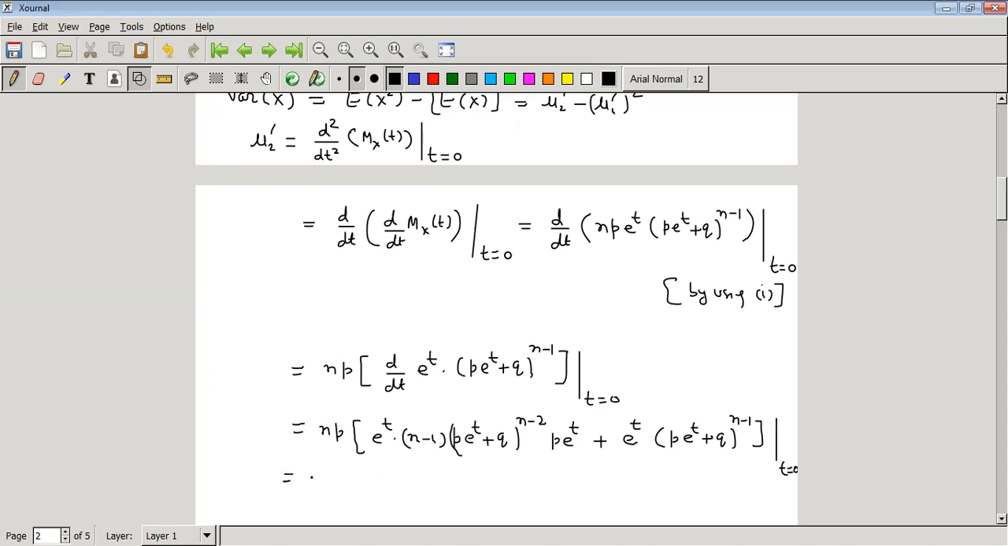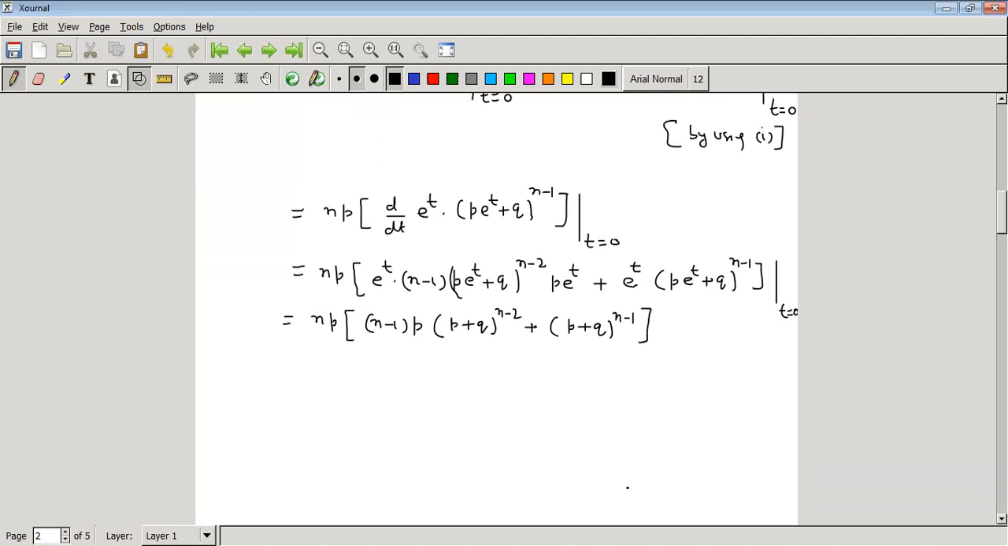So np, so if we put t equal to 0, then e to the power 0 becomes 1. So I directly write n minus 1 into p. This is p into e to the power 0, which is 1. So we can write this as (p plus q) to the power n minus 2. And p into e to the power t, e to the power 0 is 1. So p, I have already written p. So second, it is plus (p plus q) to the power n minus 1.